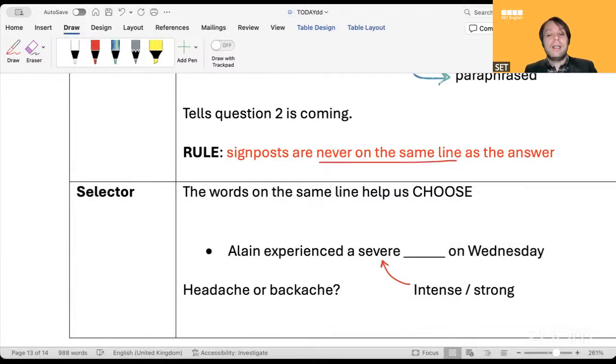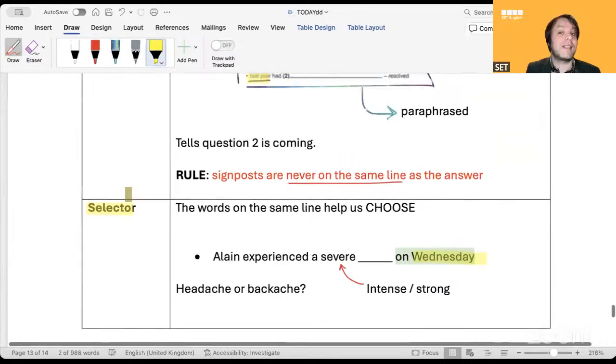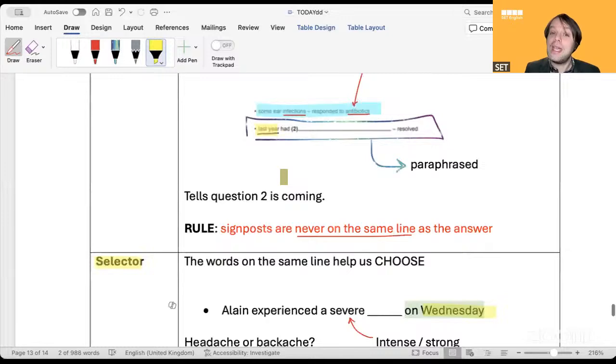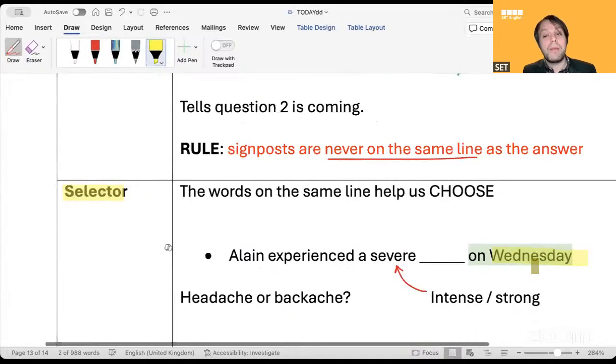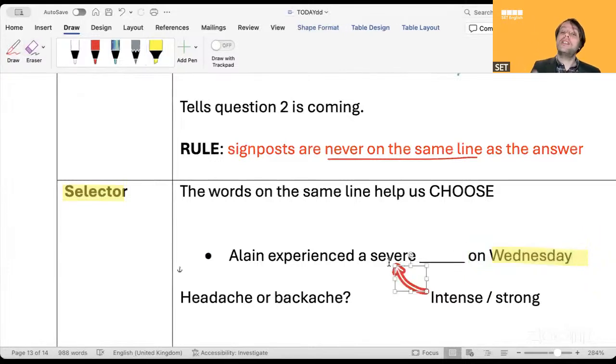This is my selector word. Not a signpost. That's the point. It's not a signpost. It's helping me choose. But this might come after the answer, right? But it helps me to choose. So listen now, guys. Tell me what the answer is.